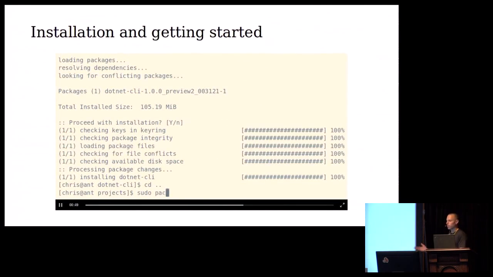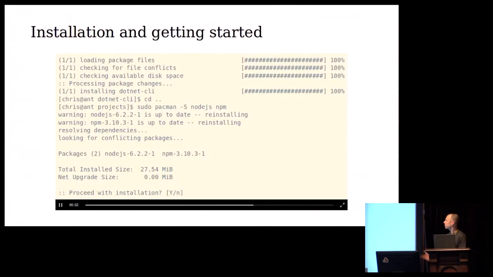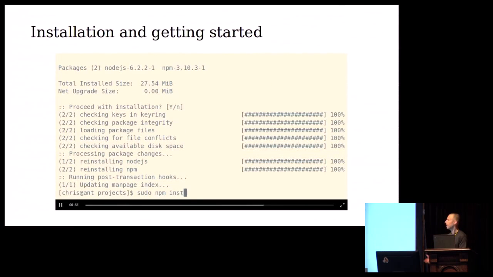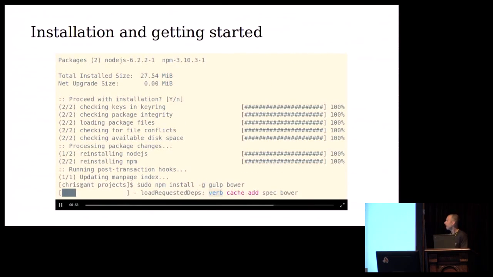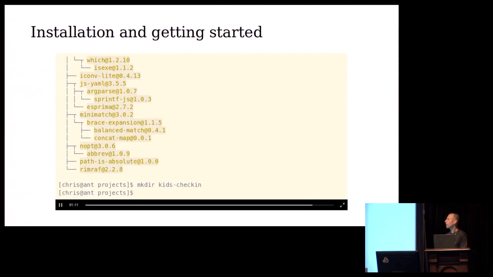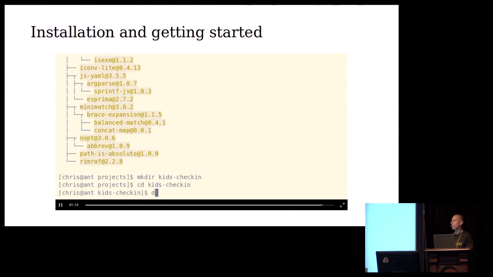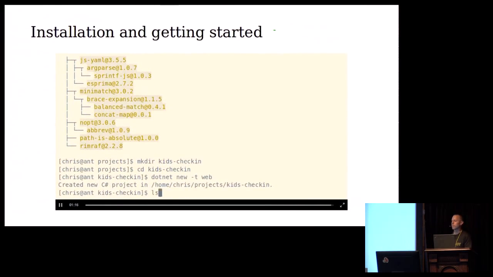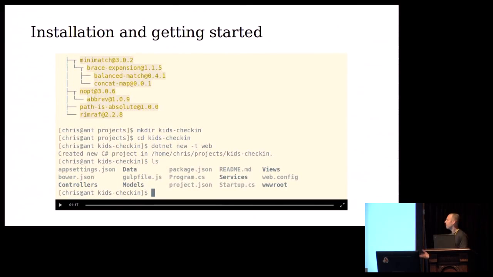Once we've installed .NET, we can install Node.js and NPM, which ASP.NET MVC uses, and then install the components Gulp and Bower, which the framework uses. Once we have those in place, we can go ahead and create our application using the .NET command line, specifying the project type of web. This will generate a basic ASP.NET MVC application for us.